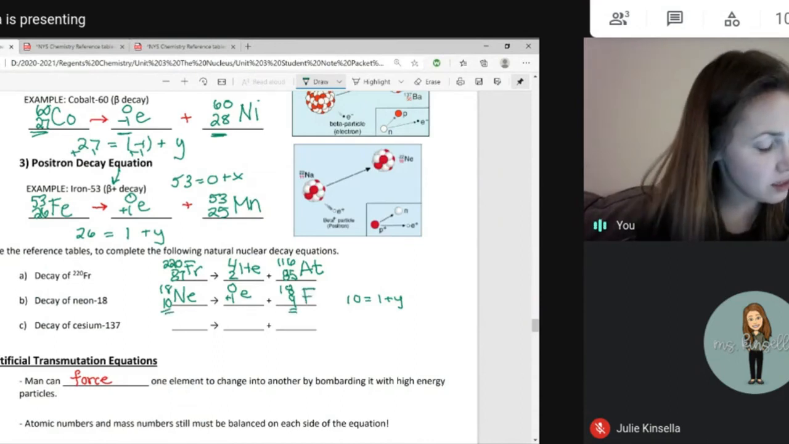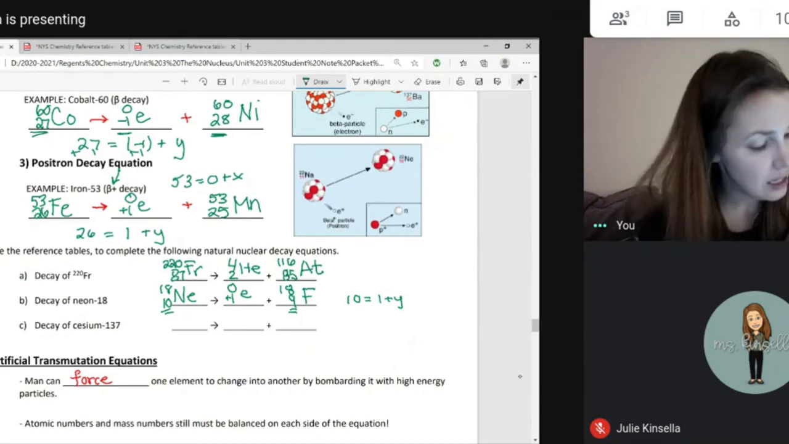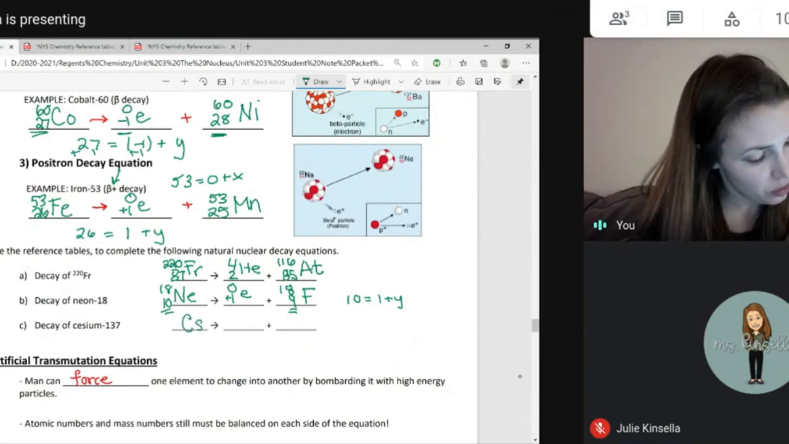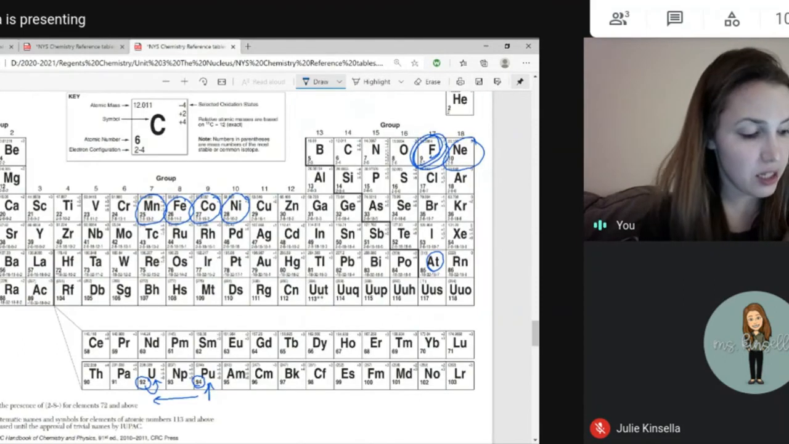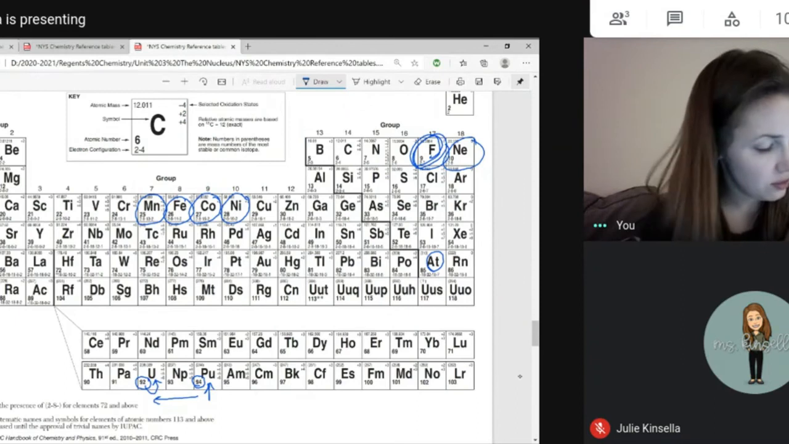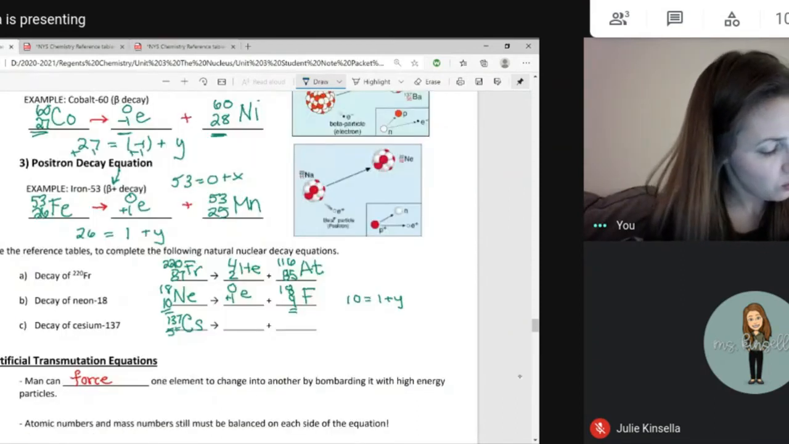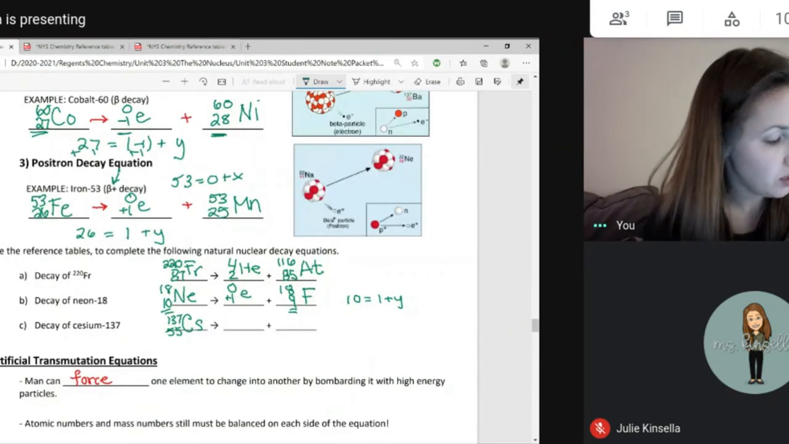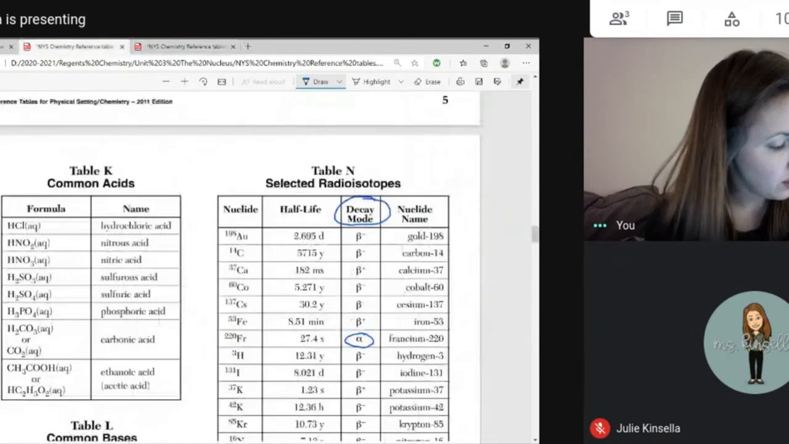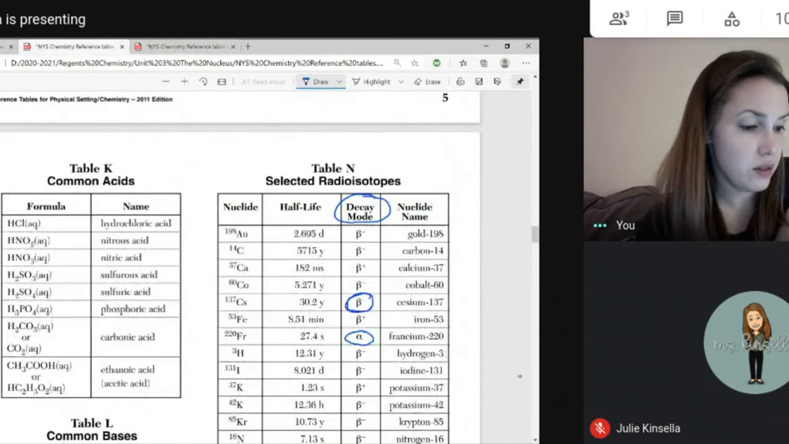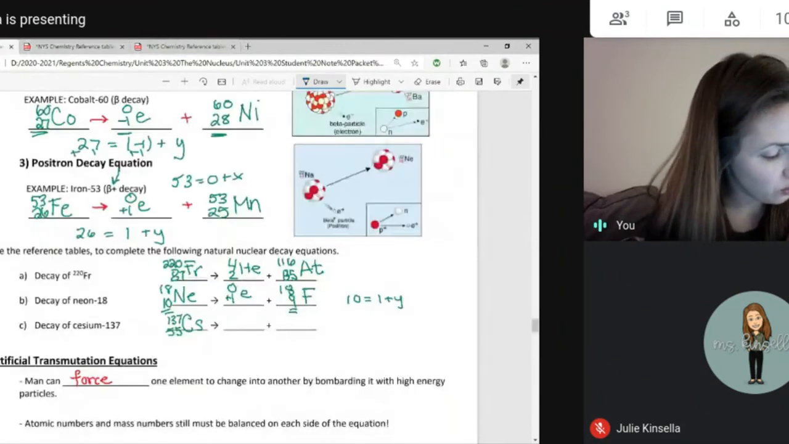And then the last one in this natural transmutation set is cesium-137. So I'm going to find cesium on here. Here I have cesium right here, it's 55. Okay, I'm going to look at table N for cesium. Okay, this is undergoing beta decay. So I'm going to have 0 over negative 1 e.